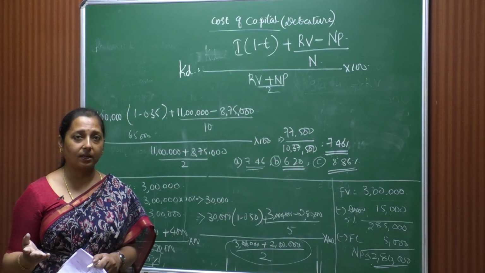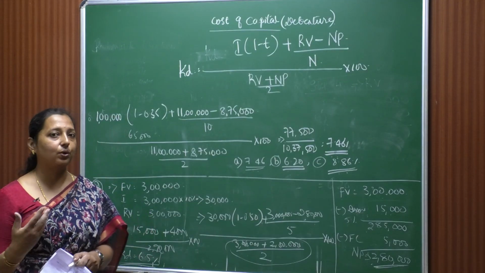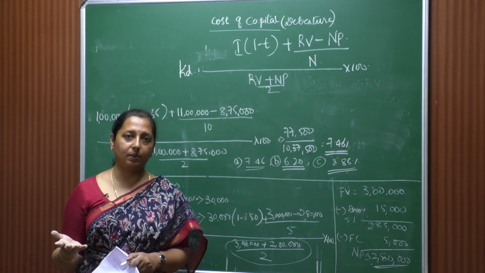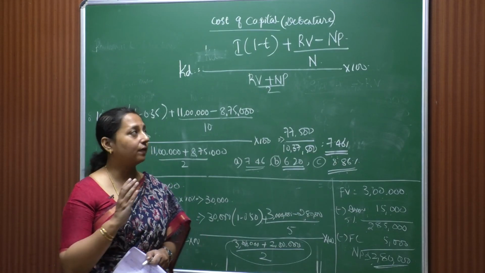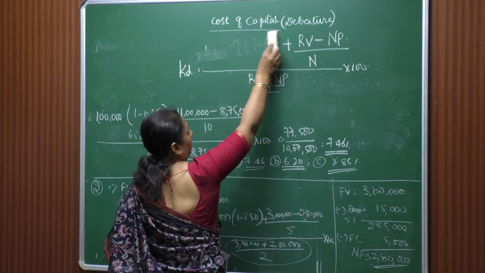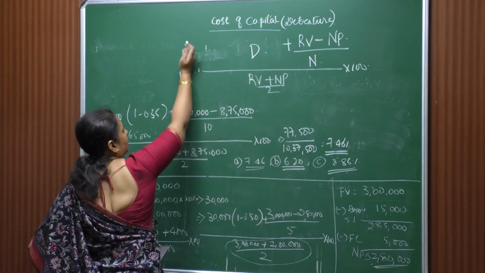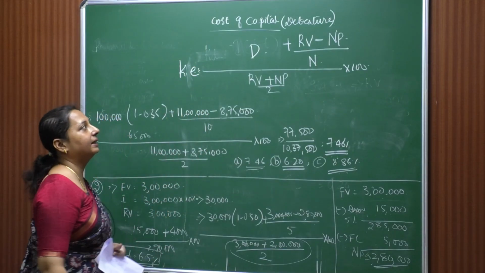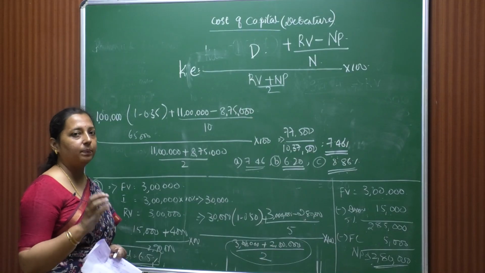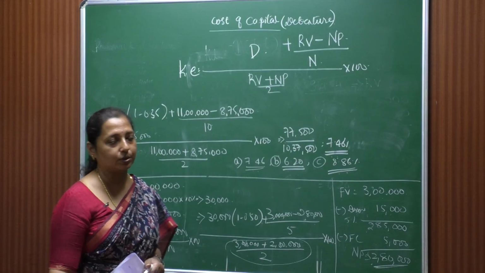Next we will move on to the cost of preference shares, redeemable and irredeemable. First we go with the irredeemable preference share, then we move on to the redeemable preference share. The same thing, instead of I we substitute D for redeemable preference share, instead of KD we go with KE: D plus RV minus NP divided by N, over RV plus NP. The procedure for NP is everything one and the same. Let us move on to the next slide, the cost of preference share.